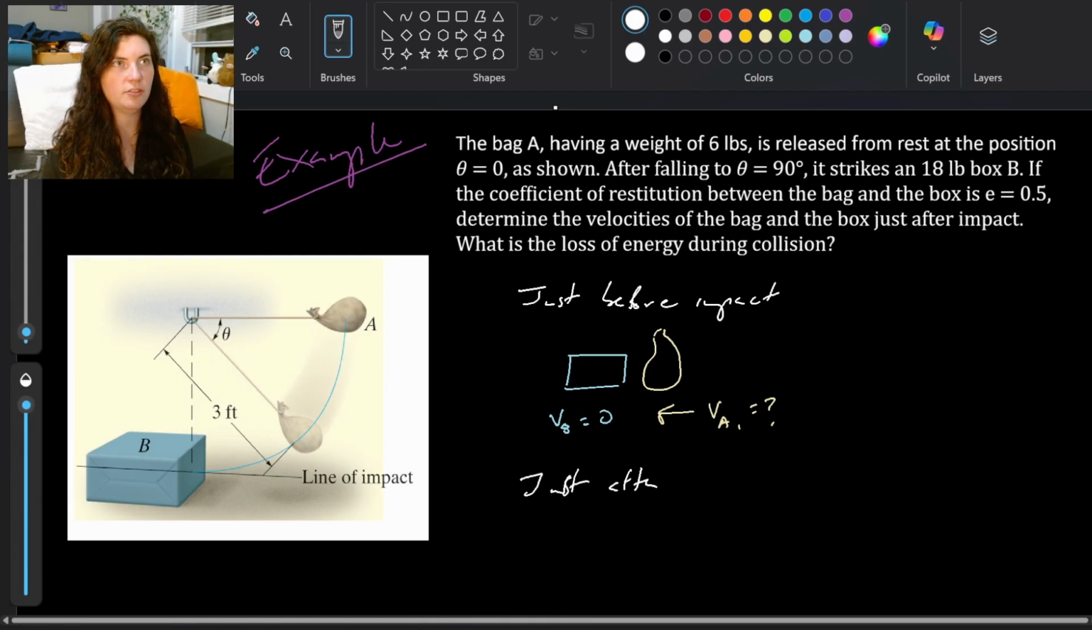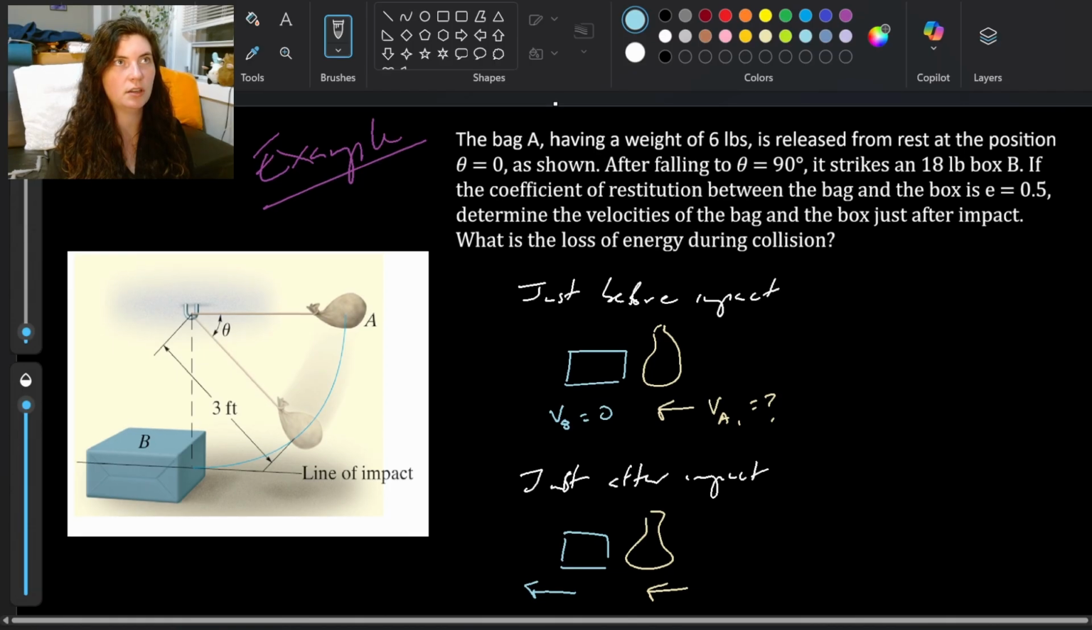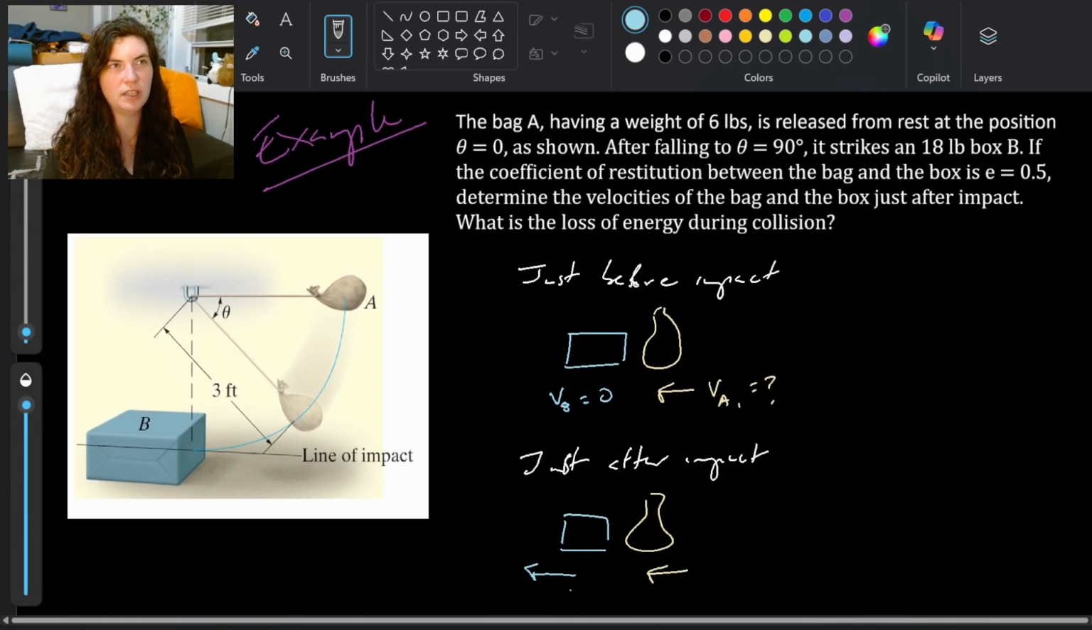So just after impact, we're going to have our box, which is now moving. We're going to assume it's moving to the left, and I'm also going to assume that my bag is moving to the left too. I don't actually know if either of those are true, but based on the way it's moving and the way it's going to hit it. VB2, we don't know what it is, and VA2, we don't know what that is. We're trying to find those velocities of the bag and the box just after impact. So those are our goals.